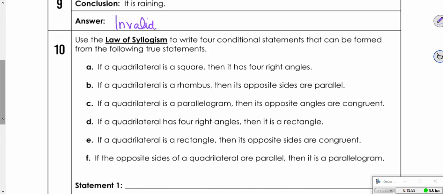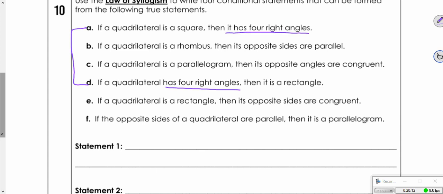Good. So A and D comes together, right? Again, you're looking for it has 4 right angles as the Q of one to being has 4 right angles as the P of the other. So what would my statement 1 be then, using A and D together?